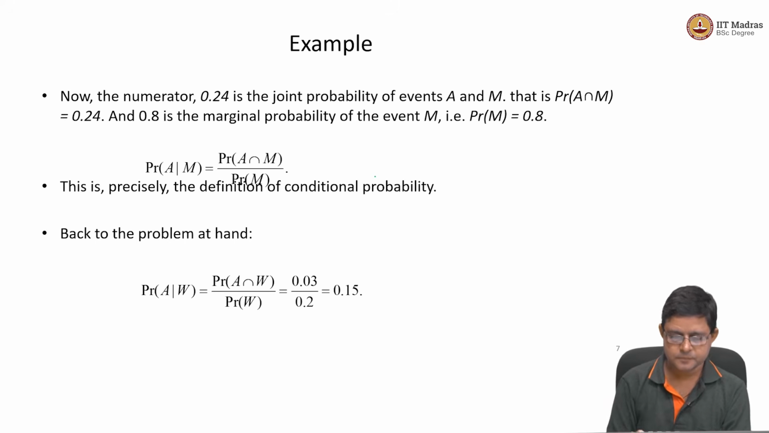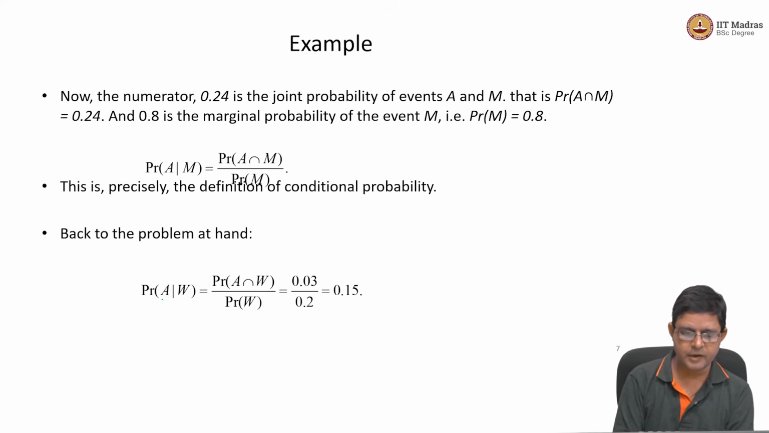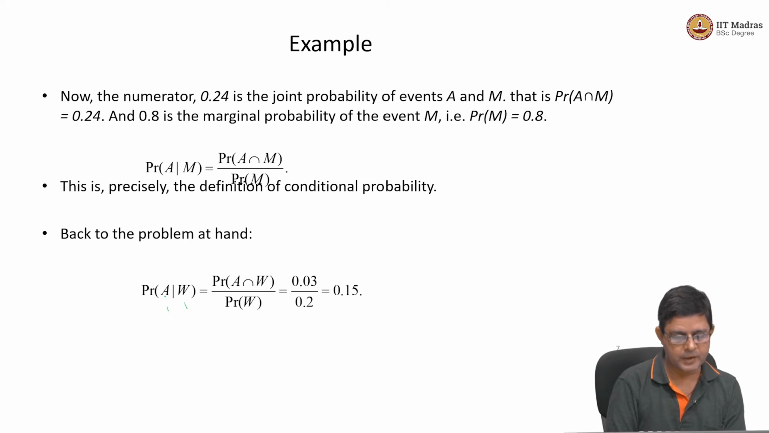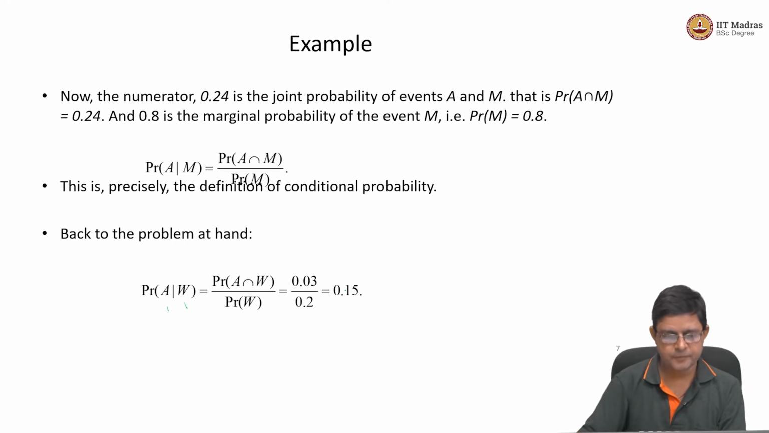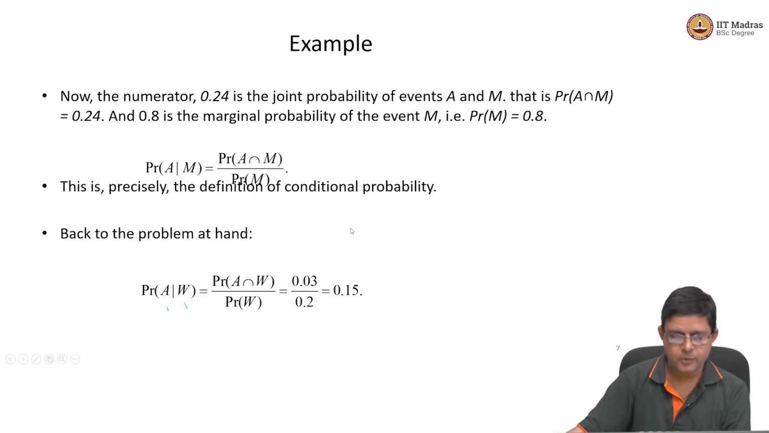So this is the conditional probability. Similarly, you can calculate the conditional probability of admission offers being made given the fact that the candidate is a woman candidate, right. That, as we said, is going to be 0.15.